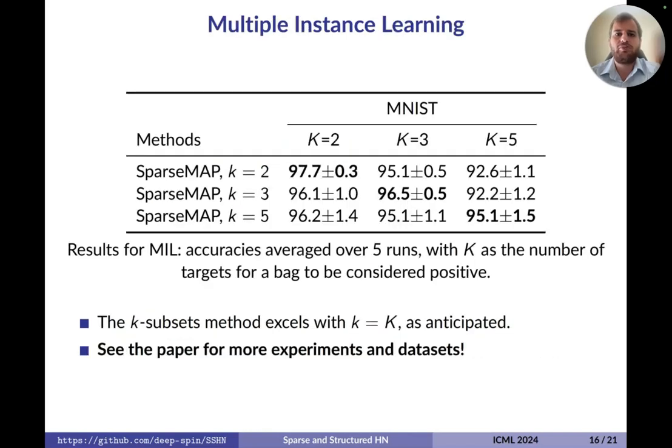We also conduct experiments on K multiple instance learning, where a bag is considered positive if there are at least K positive instances. As expected, SparseMAP with k-subsets achieves best performance for k equal to K. You can see the paper for more details and more experiments and datasets.